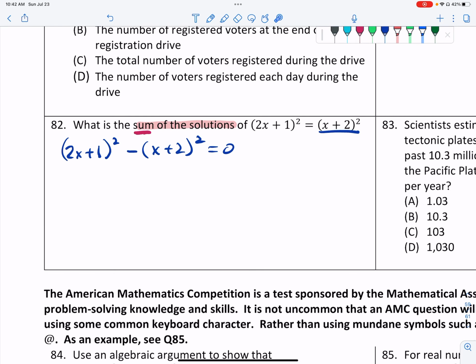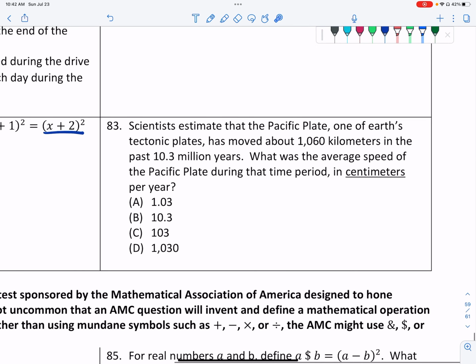And then finally, last SAT kind of question, 83. Scientists estimate that the Pacific Plate, one of Earth's tectonic plates, has moved about 1,060 kilometers in the past 10.3 million years. What was the average speed of the Pacific Plate during that time in centimeters per year?